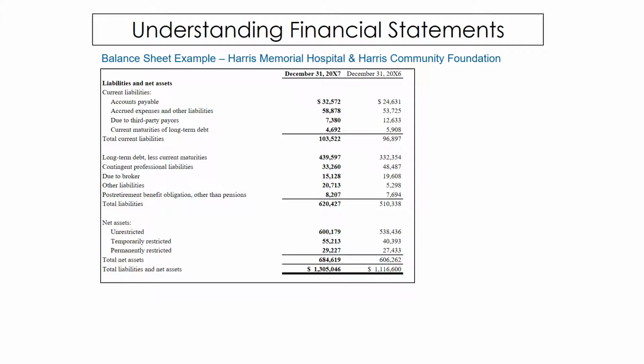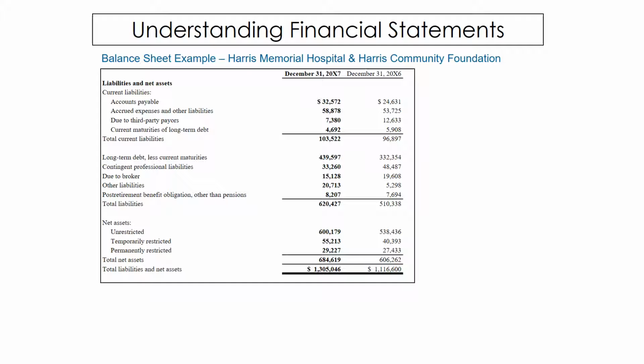Okay, so next we get to the other side of the balance sheet, our liabilities and our net assets, or our equity. As we can see here, we have our accounts payable, so all the money that we as Harris Memorial Hospital and Harris Community Foundation owe to other people for services that they provide for us. We have accrued expenses and other liabilities of $58,000, or close to $56,000.